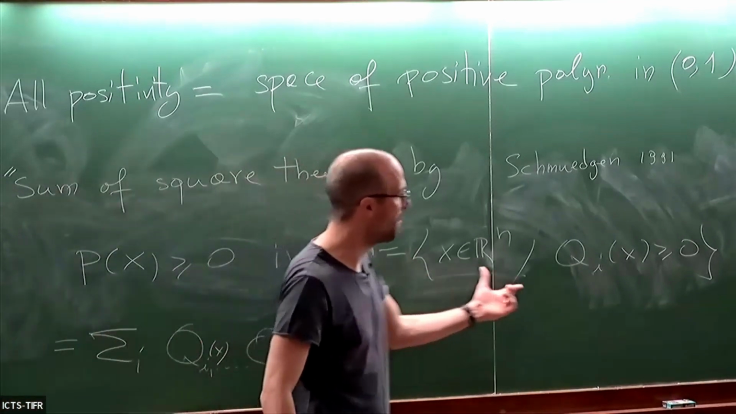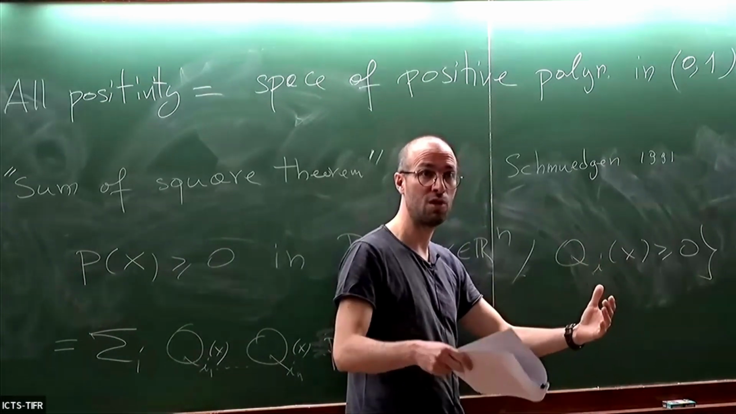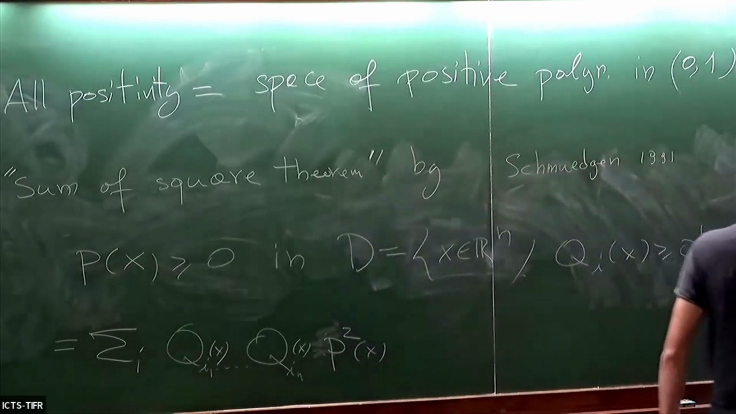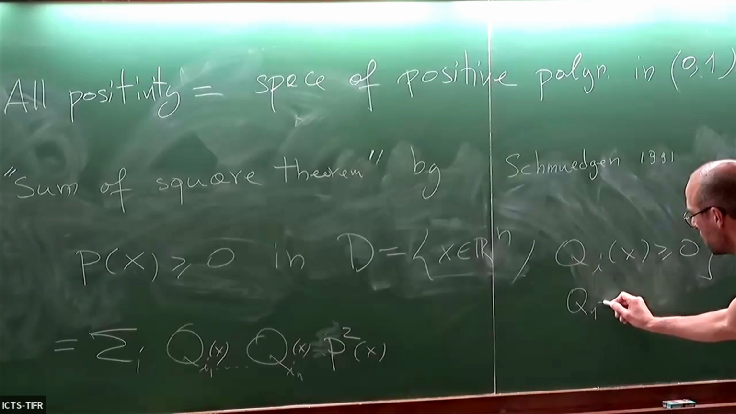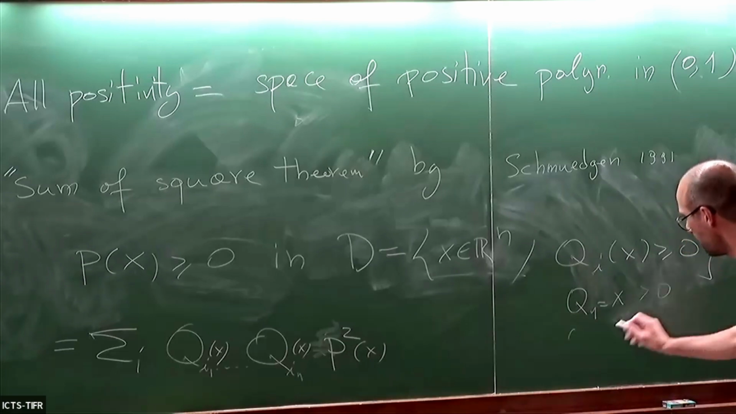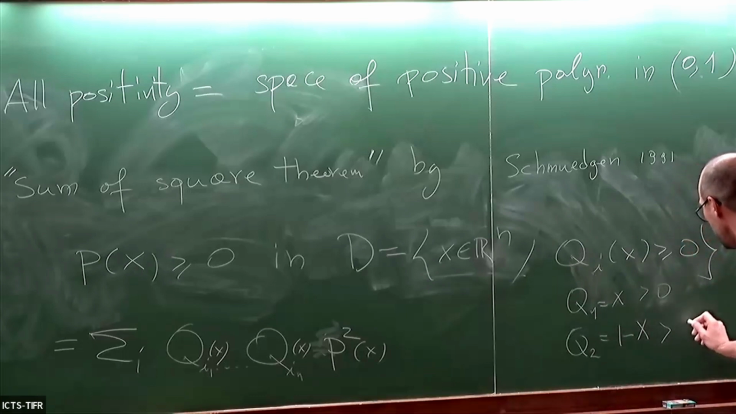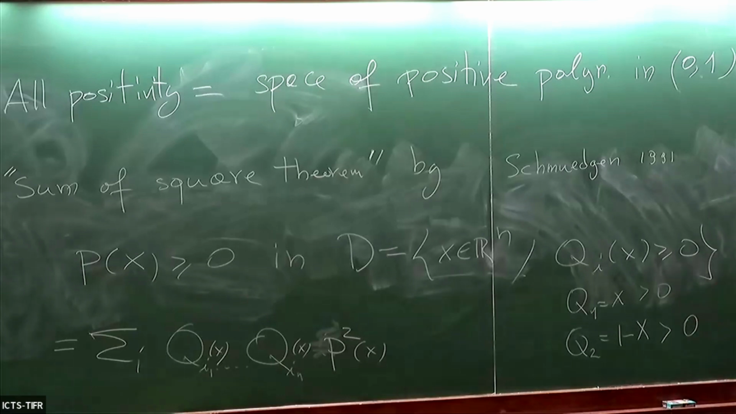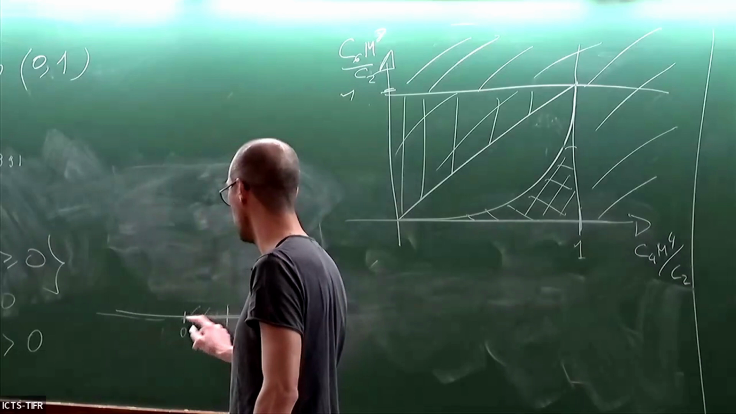Now, if you define a domain by using a polynomial which is not obviously positive elsewhere, let's be specific. This domain here is defined by the following two polynomials: Q1 equals x, positive, and Q2 equals 1 minus x. So the first condition, the monomial x, is not positive everywhere. It's positive only here, on the positive region. This one is positive in this region. The intersection is the interval.